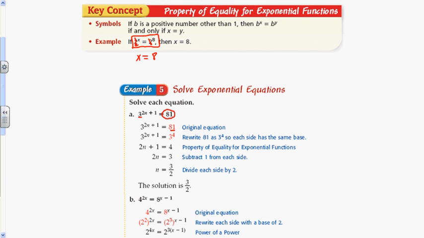So they choose 3 to the 4th. 3 to the 4th is 81, but notice they both have the same base, which allows us to ignore them and go with just the exponent equation. And we can solve that for n.